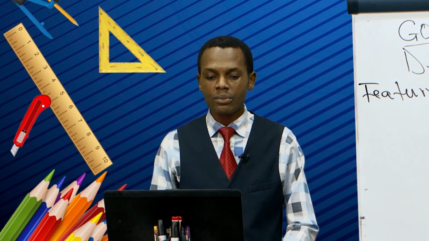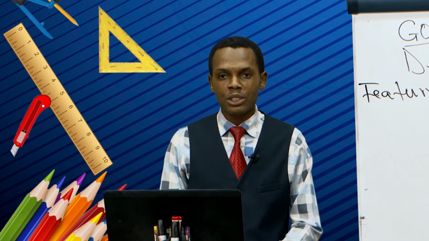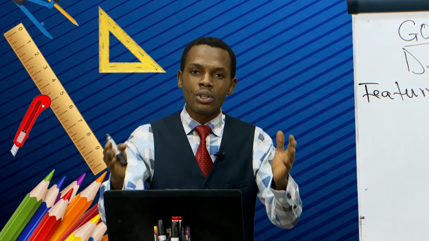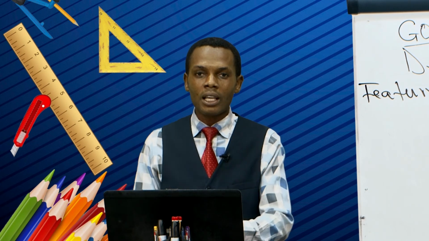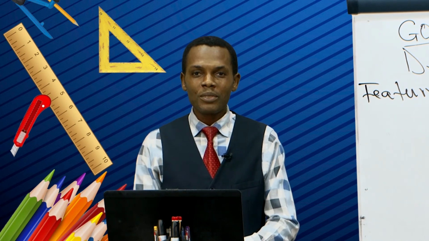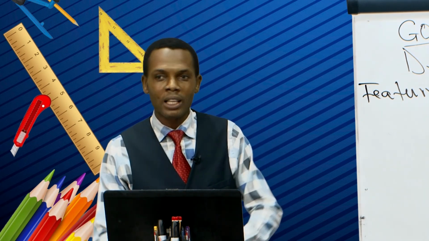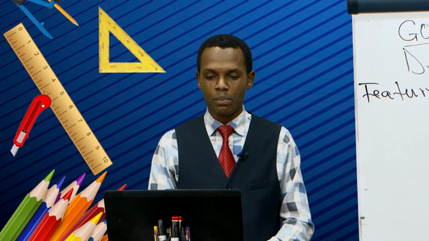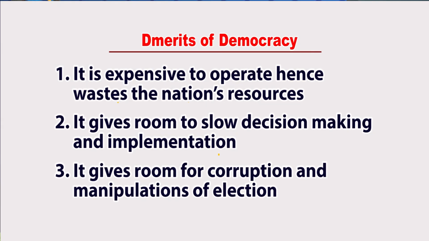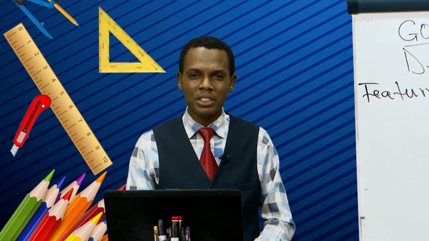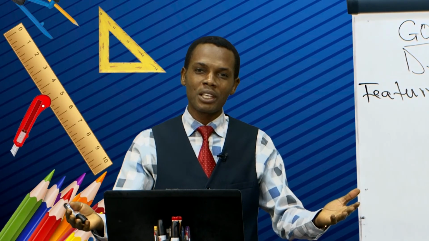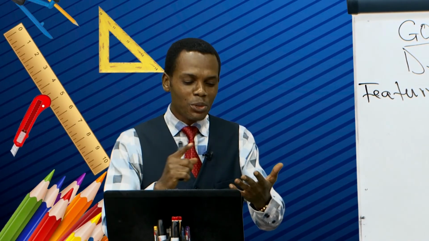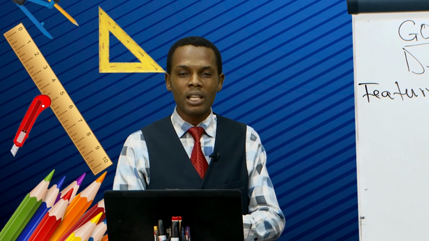Having examined that, as good as democracy is, does democracy have the other side? Does it have demerits? Does it have sides that are not good, that are not interesting? Yes, of course. One of them is it is expensive to operate, hence waste of the nation's resources. Democracy is very expensive to operate. What do we mean by that? You spend a huge amount of money to conduct elections.